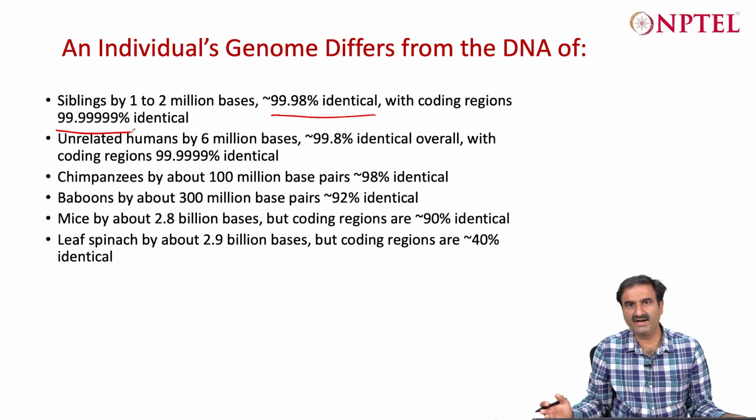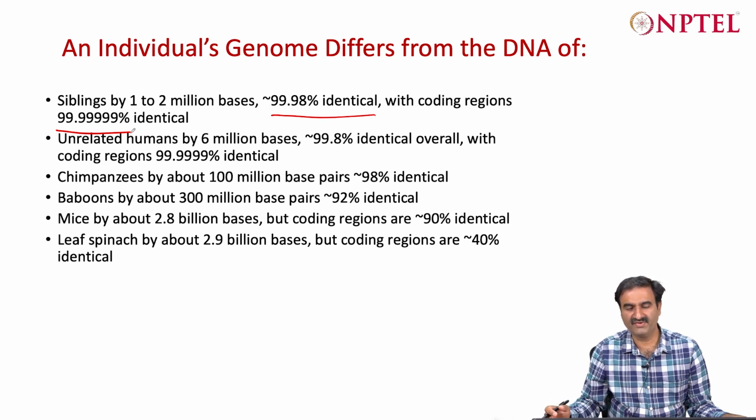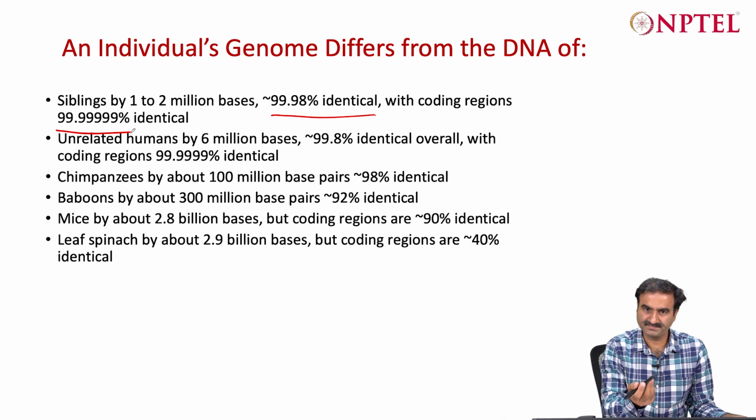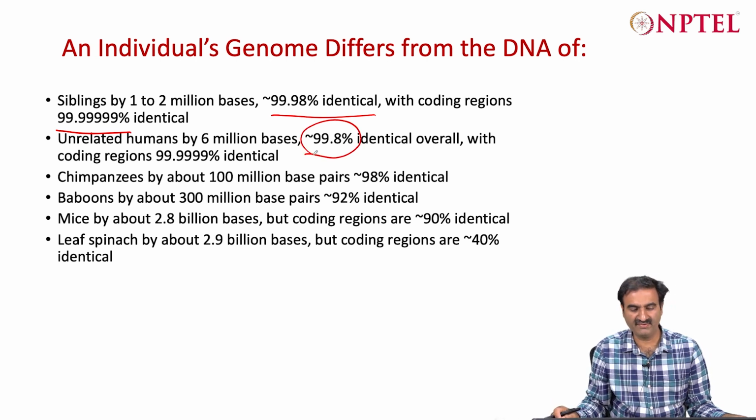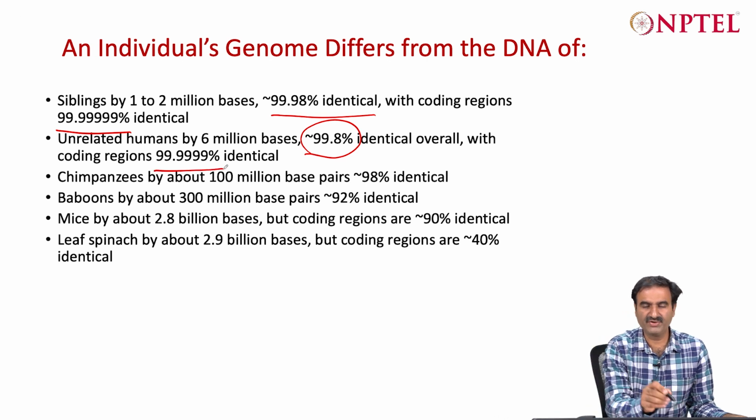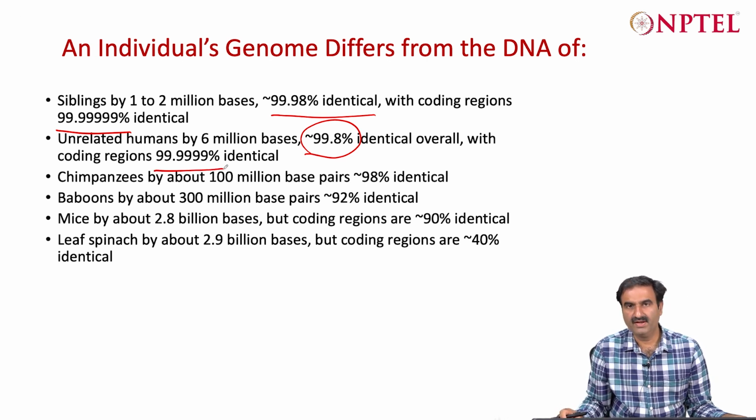So for any unrelated individuals, like you all attending this course who may be unrelated to each other, that means you do not belong to the same family and do not have any overlap in family history, you will be 99.8% identical with each other, and in the coding region you will show a little higher identity. Okay. Now this is human to human, which on average is about 99.8% identity.